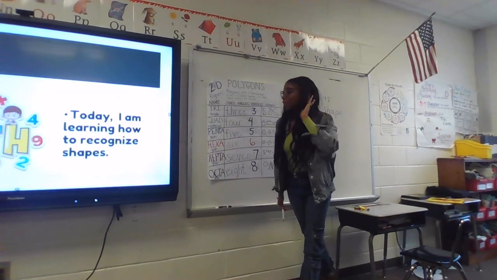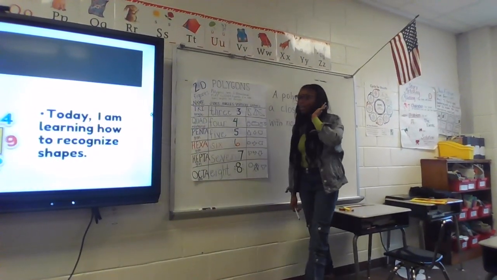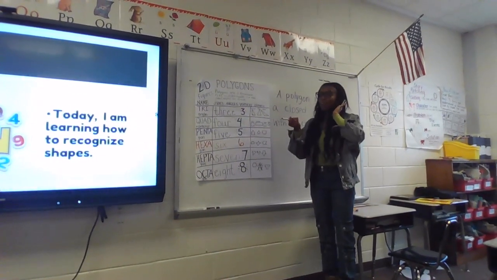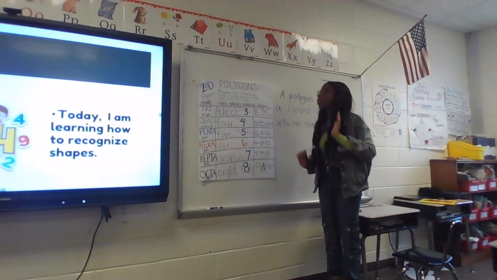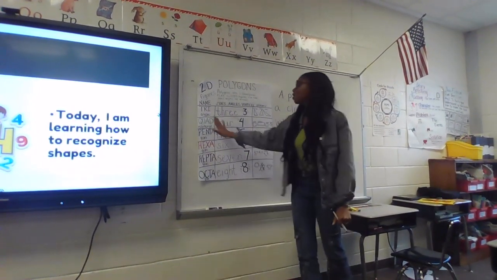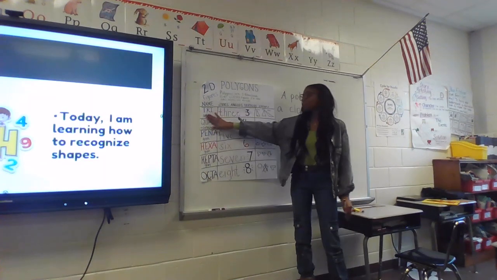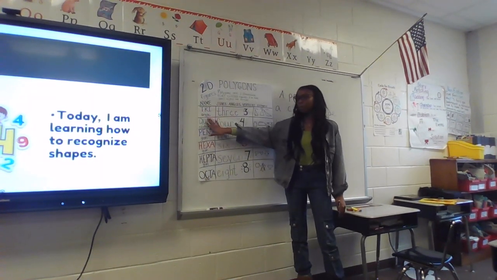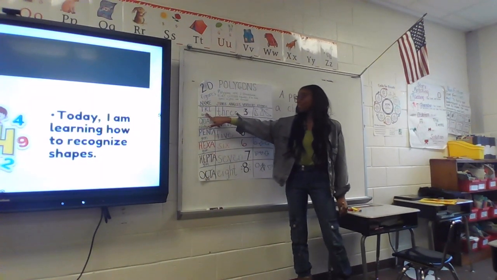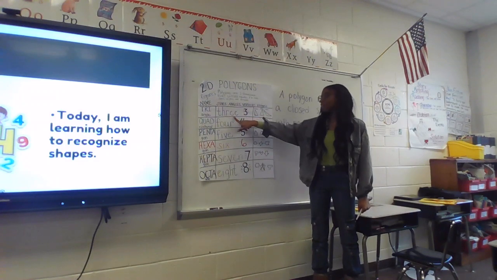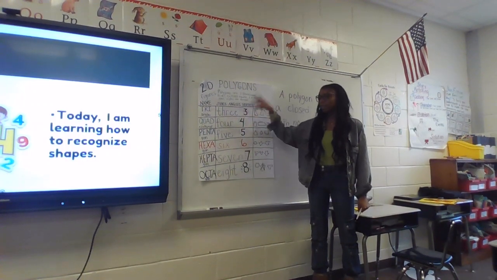It's a fancy word for what? Not sides. It's a fancy word for what, Dajay? For the corners. Good job. So, I have this word right here, a triangle. I know that when I see a triangle, it's always going to have how many sides?